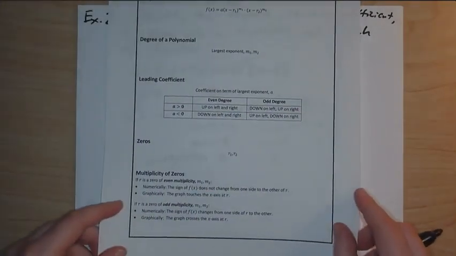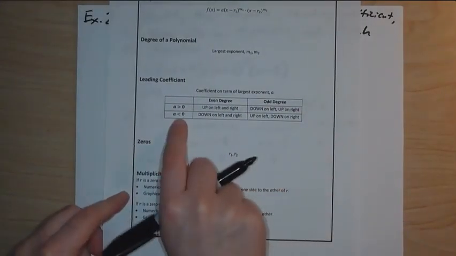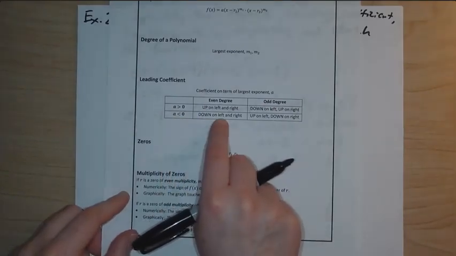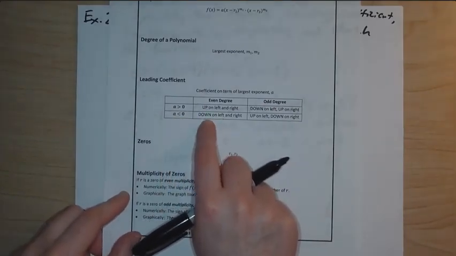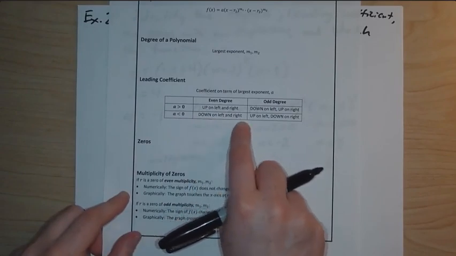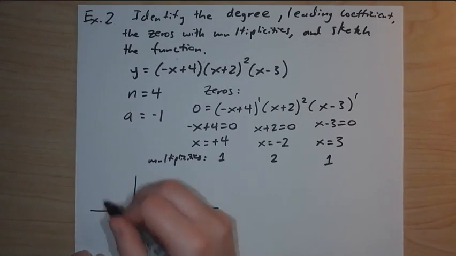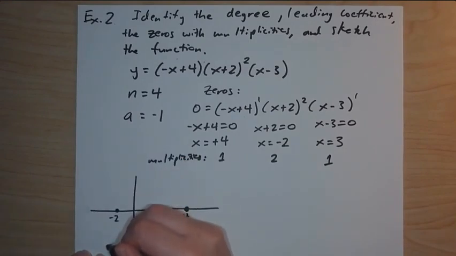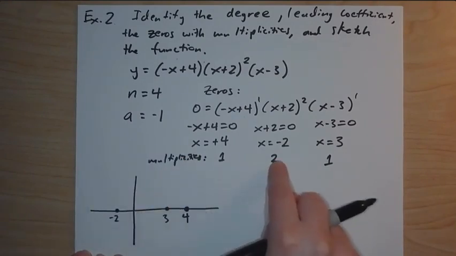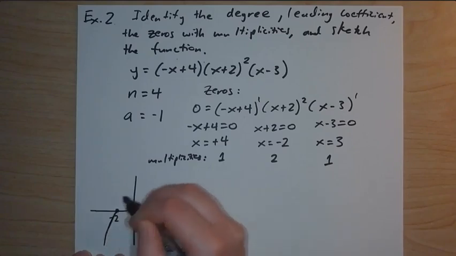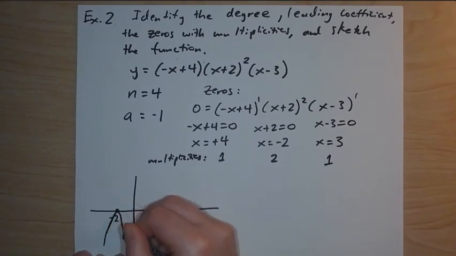So we're going to go over to this table. If our a is less than 0, which it is, it's negative 1, and it has an even degree, which it is, our degree is 4, then our graph is going to be down on the left and on the right. So this is going to come from downwards this way instead of coming from up. It's going to bounce off negative 2 because our multiplicity is 2 without passing through it. So it's going to touch the x-axis here and then come down.